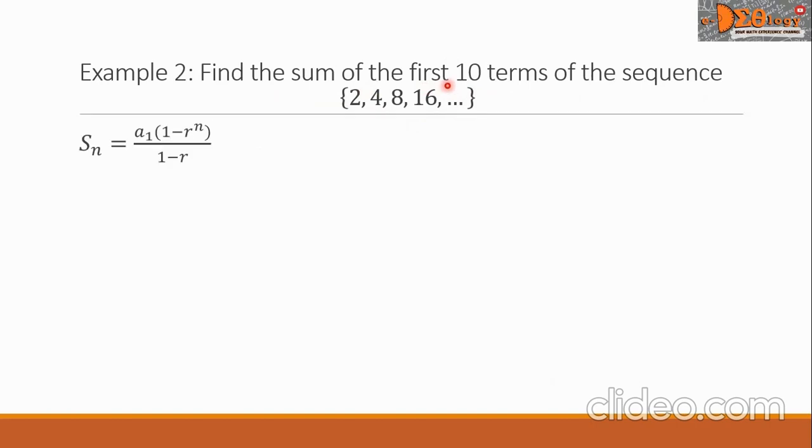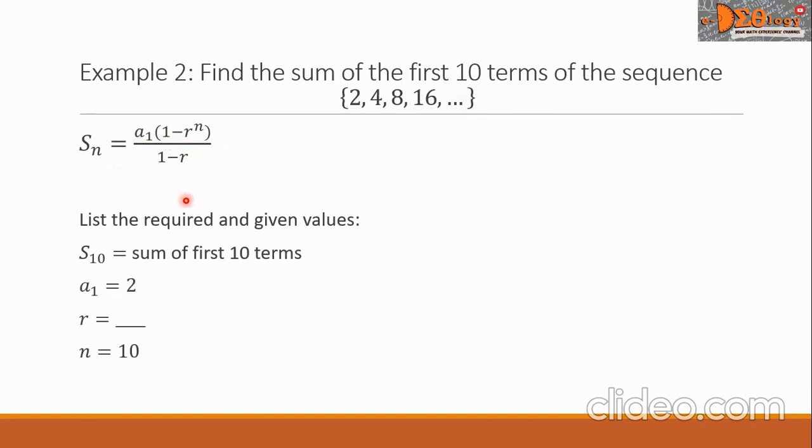Since we're going to find the first 10 terms, we will use this formula: S sub n equals a sub 1 times the quantity 1 minus r raised to n, all over 1 minus r. Let us list the required and given values. The first is S sub 10. This is the sum of the first 10 terms that is required in the problem. Next is a sub 1, the first term, and that is 2.